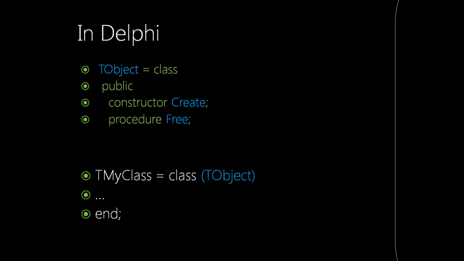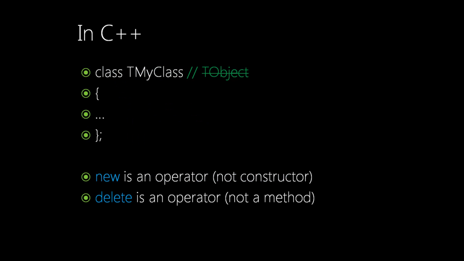But the nature of class hierarchy is different. In Delphi, we explicitly or implicitly derive our new class from TObject. So our new class genetically has Create and Free to control the life cycle of the object. In C++, a new class can have no base class at all. So we use external operators new and delete to create and free the object.